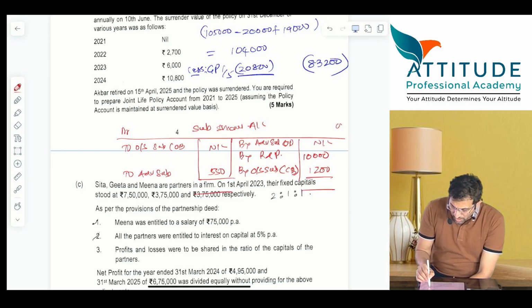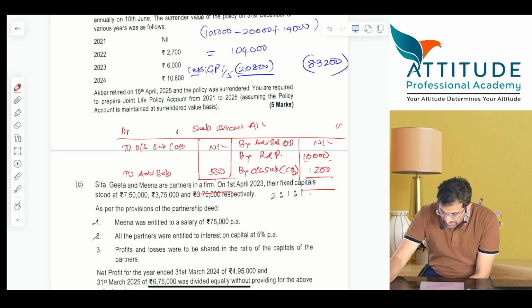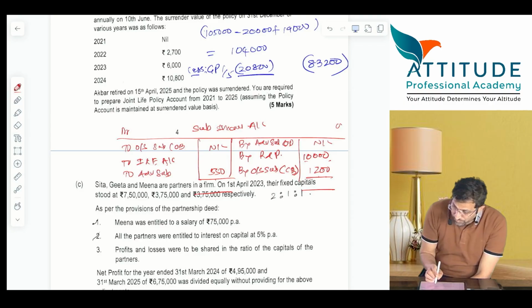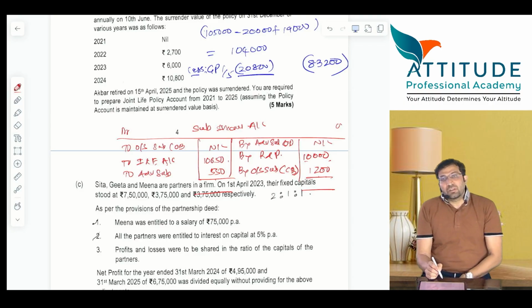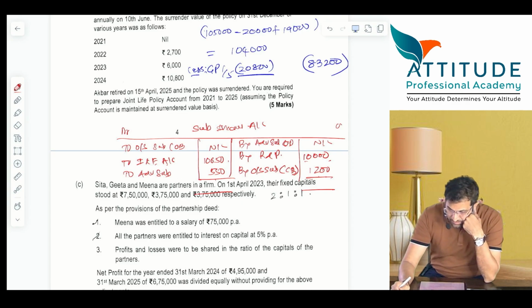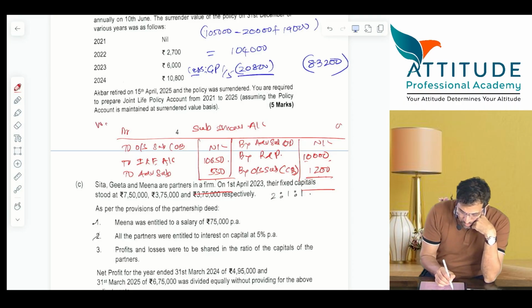So to this 10,000 add 1,200 and deduct 550. How much is it? To income and expenditure account. Tell me. 10,650. Understood? Right there, go to income and expenditure account, by subscription income, working note number 2. 10,650, put it as working note number 2.